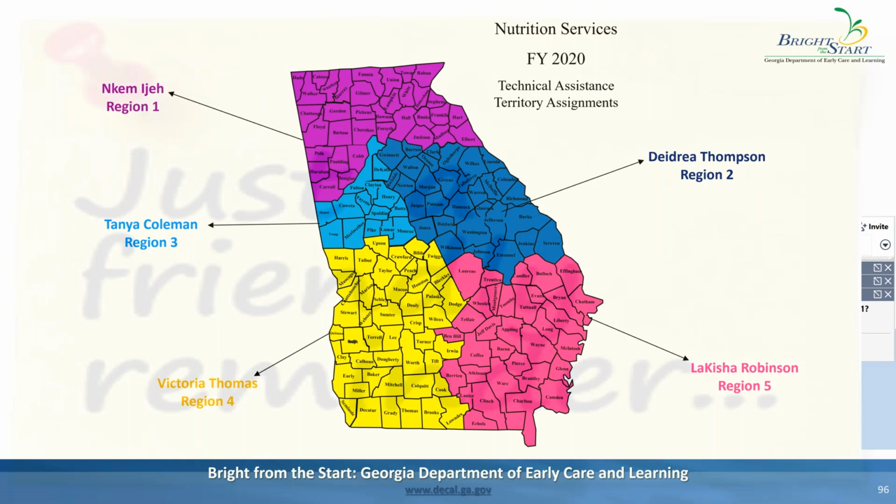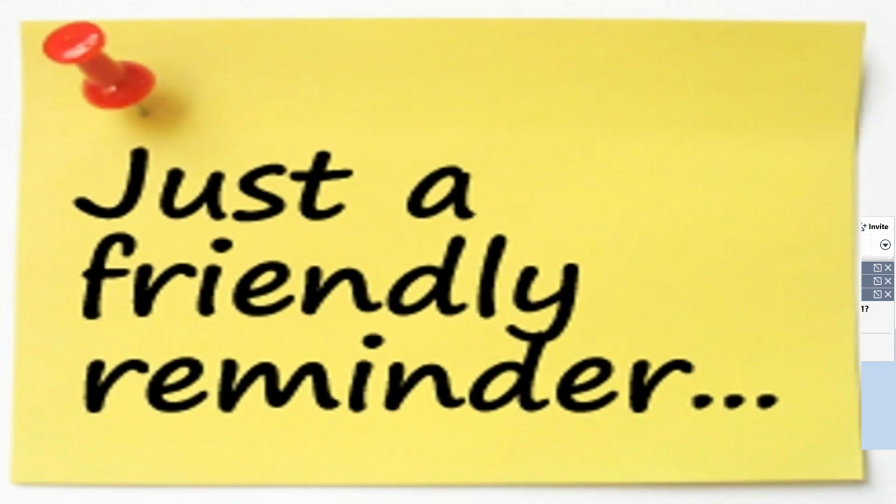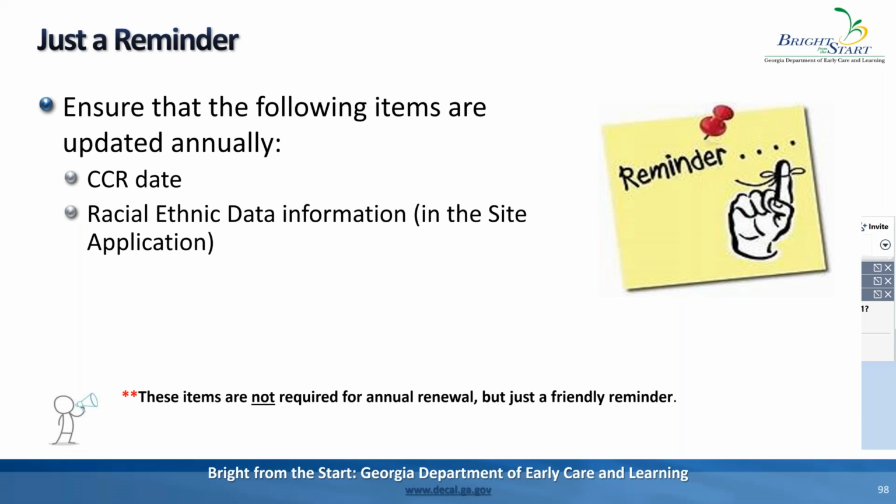Just a friendly reminder, ensure that the following items are updated annually: the CCR date. The CCR date is in the institution section of the application. The date should not exceed 365 days. You should go online to sam.gov to renew the information and put the date of the renewal in the application. There is no fee for this service. Failure to update this information may adversely affect claim submission. So please go in and look in your institution application because I see some that are very outdated, to make sure that it is actually up to date.